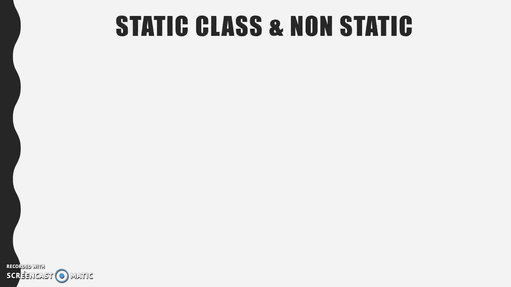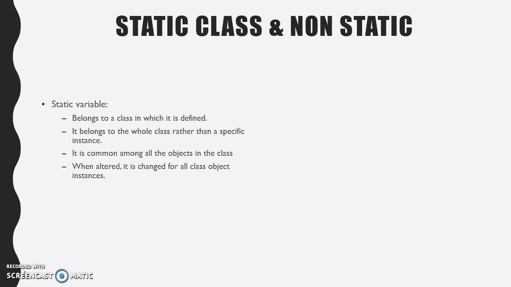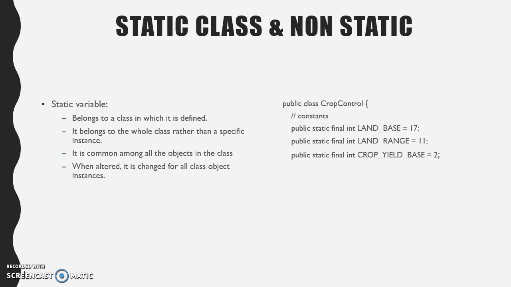The static and non-static slide is what I'm going to talk about first here. A static variable belongs to the class in which it is defined. It belongs to the whole class rather than a specific instance. It is common among all objects in the class, and when it is altered, it is changed for all the class object instances. Here is an example.